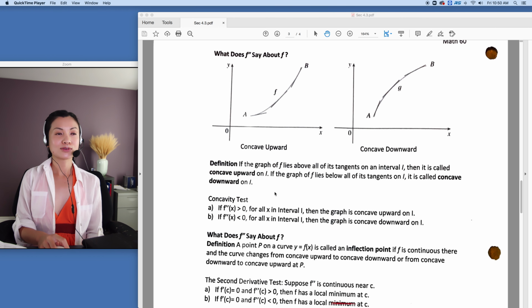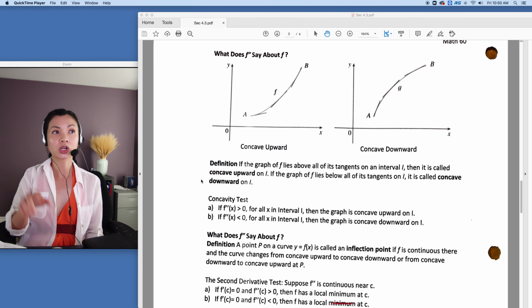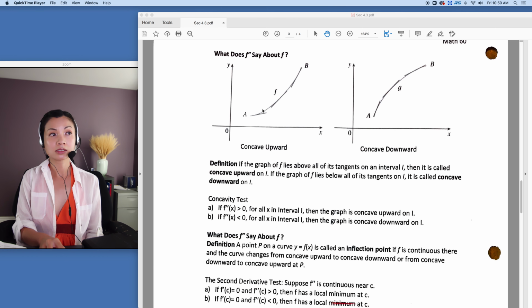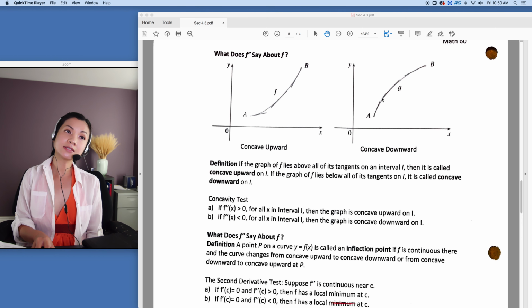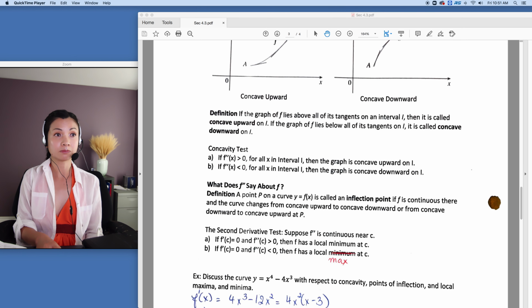Okay, so if the graph of f lies above all its tangent lines, then it's called concave upward. Right here, up, up, up. And now these are the tangent lines, and you see it lies below all the tangent lines. So that's why we have concave downward. And then we use the second derivative to test for concavity.